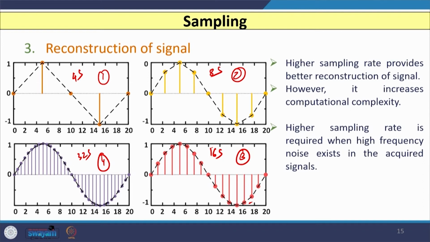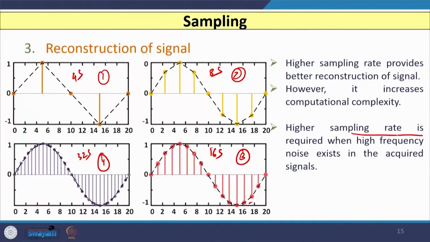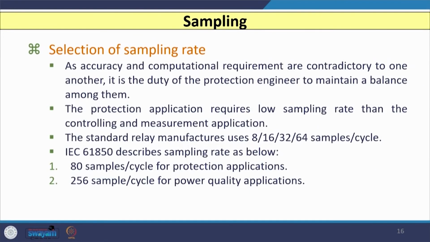So, as we increase the number of samples in a cycle, reconstruction is better. However, if we have a higher number of samples in a cycle, it also increases computational complexity. A higher sampling rate, however, is required when high frequency noise exists in the acquired signal.